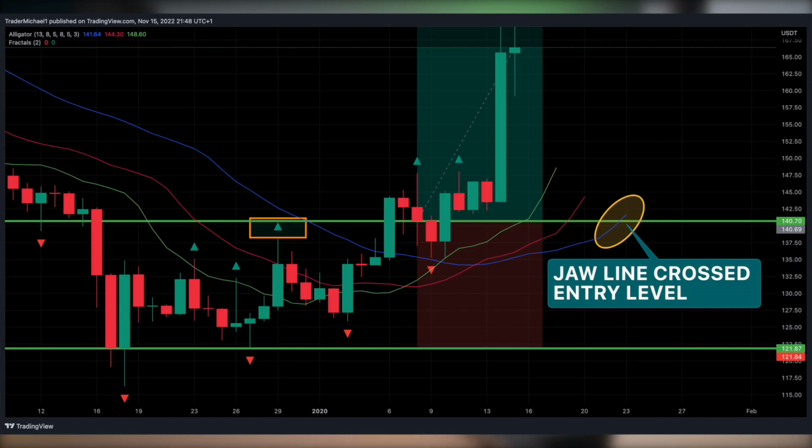When the jaw line, the blue one, is below the entry price for a sell trade and above the entry price for a buy trade, why should you move the order to the break-even zone in this case? Simply because the jaw line is responsible for the trend border in the time frame you trade.